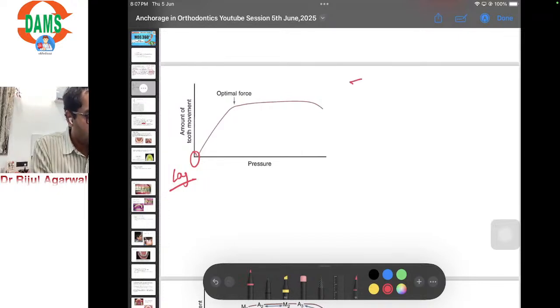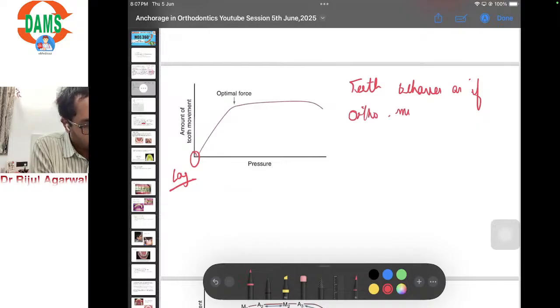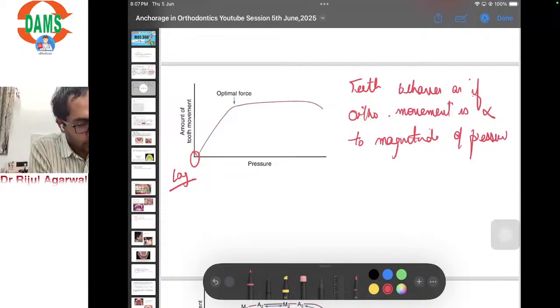So the tooth initially behaves as if the orthodontic movement is proportional to the magnitude of pressure which is applied. So till this point, the pressure and the amount of tooth movement are directly proportional.